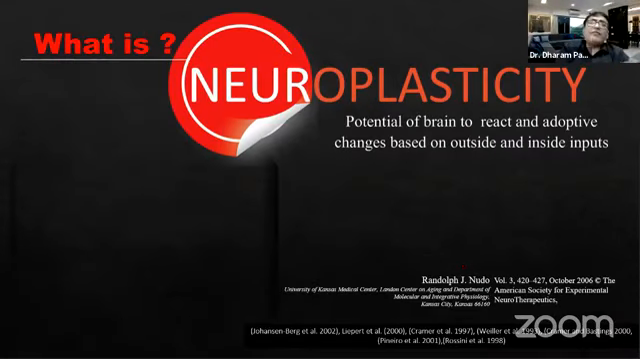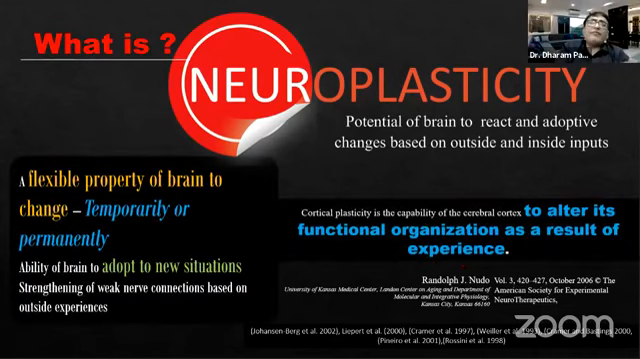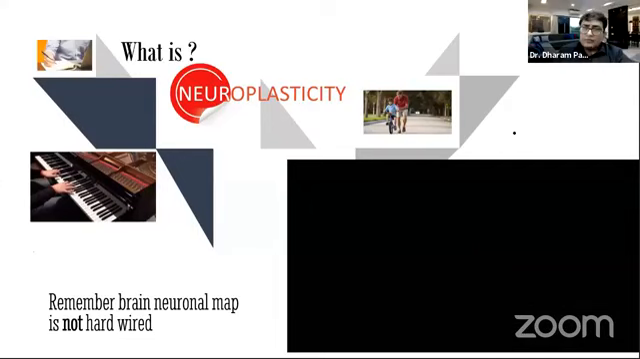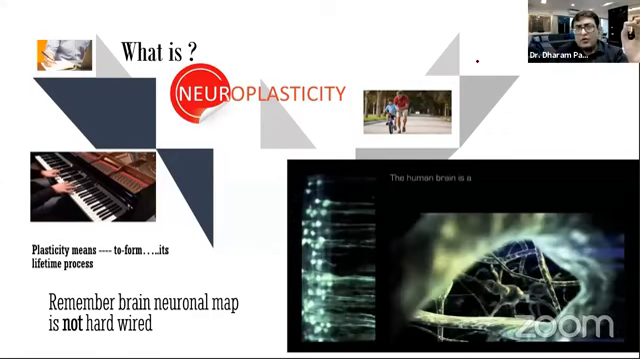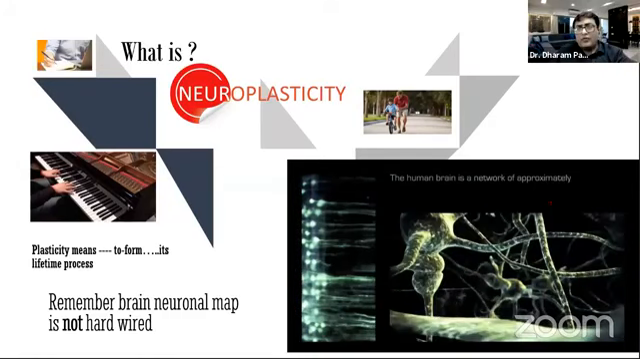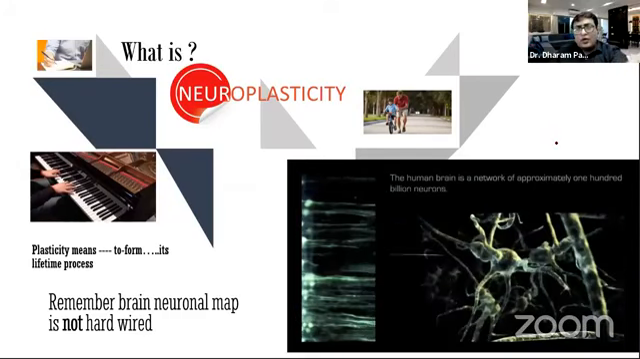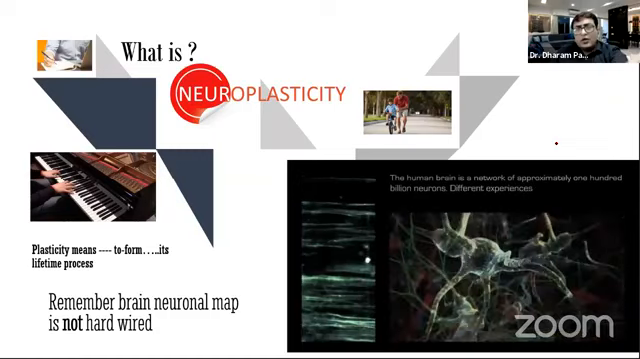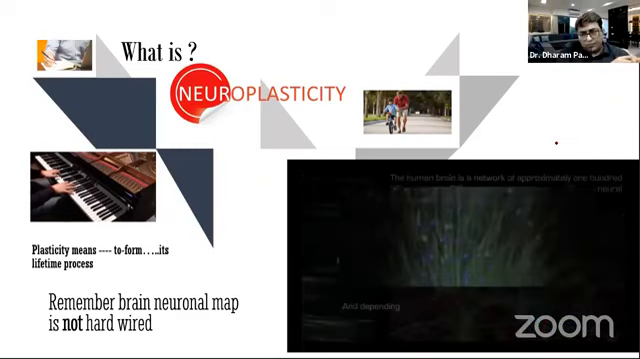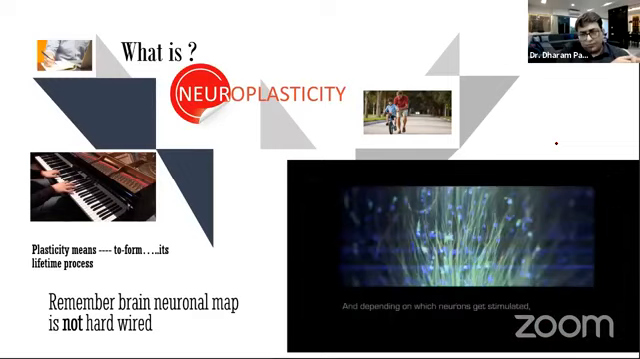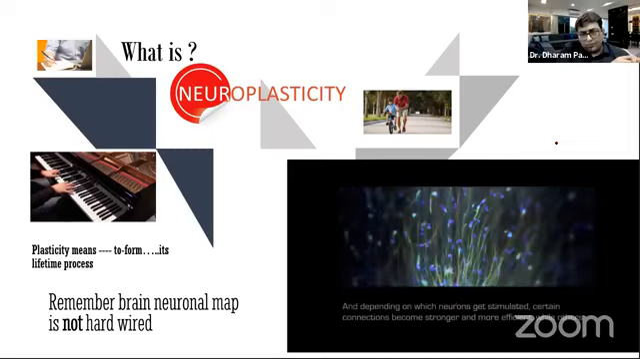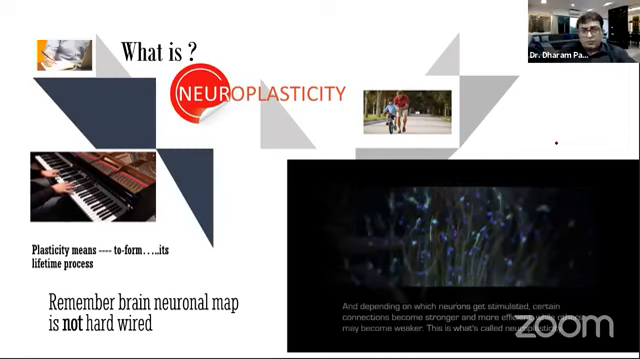Basically, neuroplasticity is a flexible property of the brain to temporarily change and take structural changes in your brain. So you just watch this small video. You will understand how, with this plasticity, different experiences create different neural connections which bring about different emotions. And depending on which neurons get stimulated, certain connections become stronger and more efficient, while others may become weaker. This is what's called neuroplasticity.